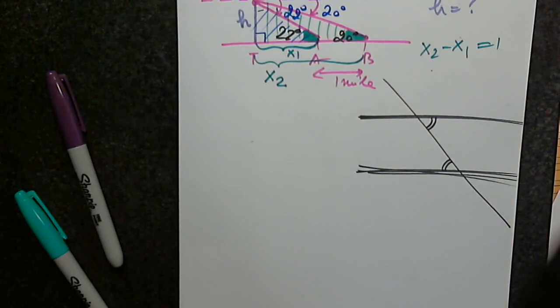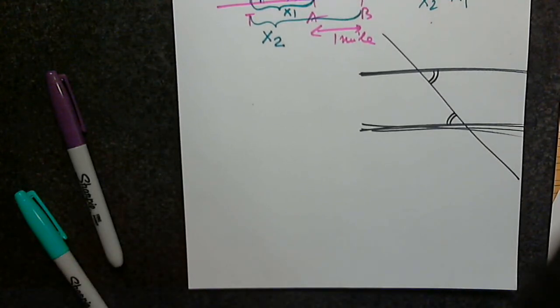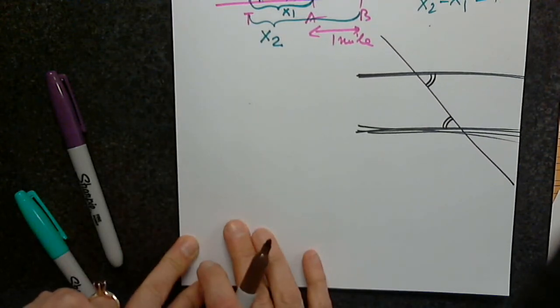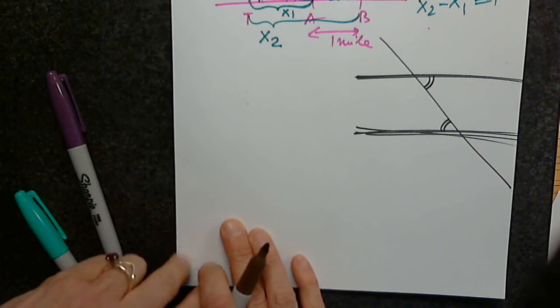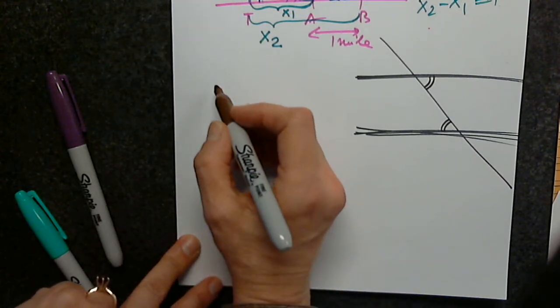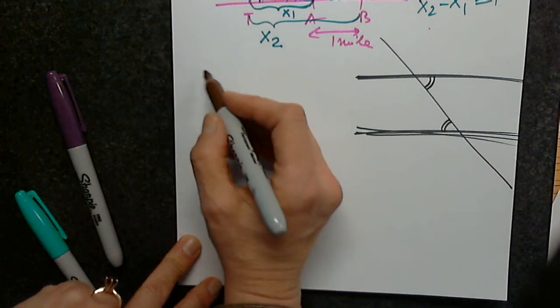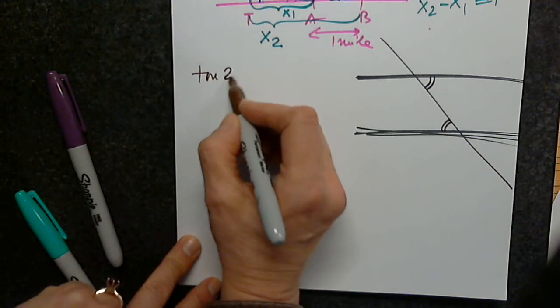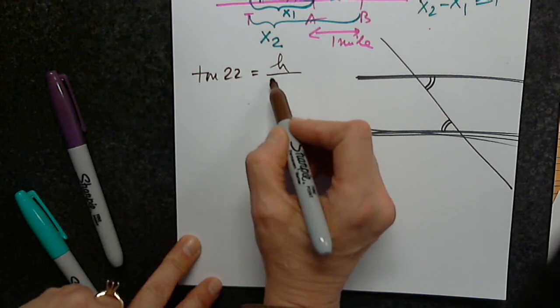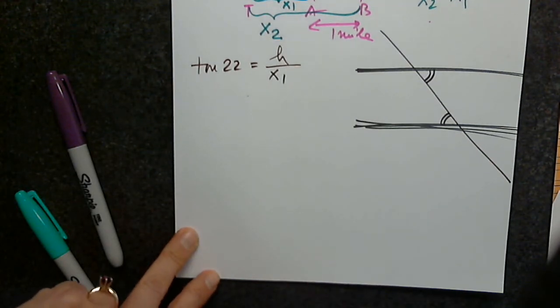Good. So maybe somehow I can get an expression for x2 that involves h, and maybe somehow I can get an expression for x1 that involves h. So any suggestions moving forward? In the small triangle, keep in mind tangent is a very, very powerful function. What can you write in the small triangle ATC? Tangent 22 equals h over x1. Very good. I want to solve this for x1.